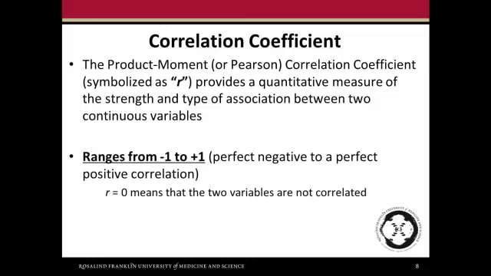This is going to range from -1 to +1, so we have a perfect negative correlation to a perfect positive correlation, and a value of the correlation coefficient of 0 means that the two variables are not correlated at all, so there's no relationship. So let's look at some plots of what this would look like.